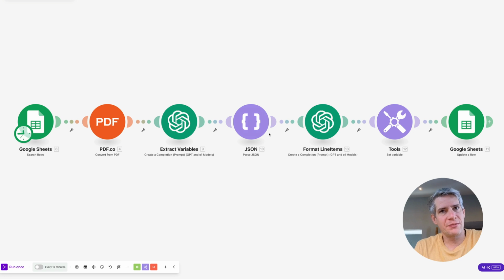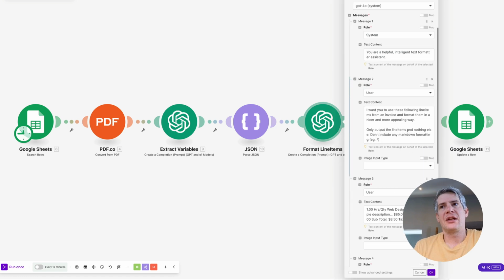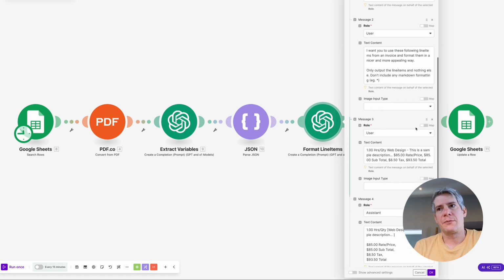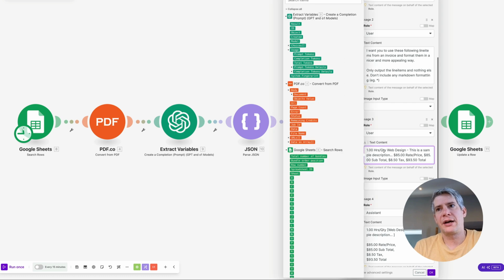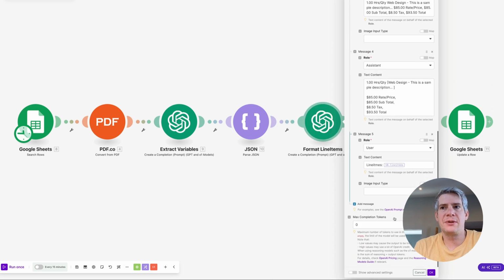Then we use a JSON parser, which essentially formats it in a JSON format that the system can use and understand later, and then format those line items to input them in a nicer way. I've got an example here, like web design, 1 hour, quantity 1, it is $85, the subtotal plus a tax. These are the kind of things that you're going to be getting from that PDF. This is a sample description, breaking it down into what that would look like, and then those are going to essentially be line items in your Excel later on.